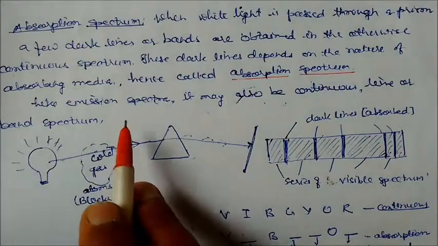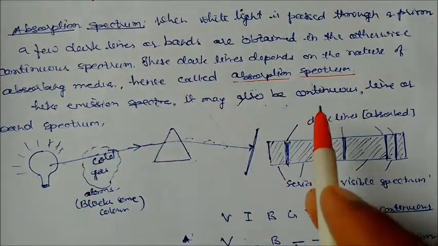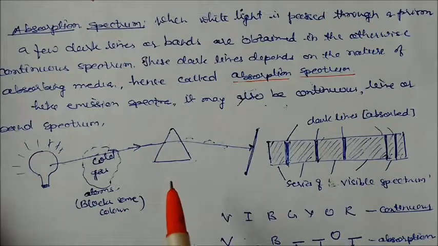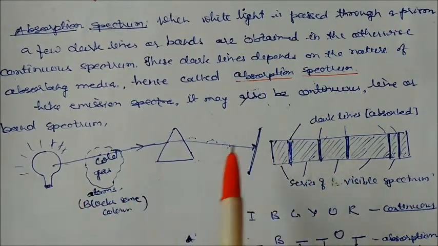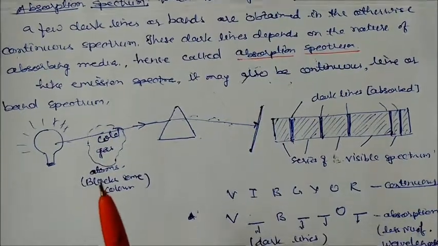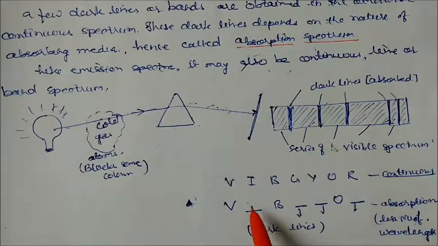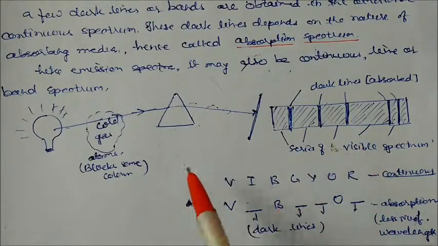Like emission spectra, it may also be continuous, line, or band spectrum. We are not going into all these details. Here I have given one example to understand. This is the continuous spectrum in which we have seen V, I, B, G, Y, O, R, and again in the continuous spectrum we can see one dark line, one dark line, one dark line. These dark lines mean no light, no spectrum is there. We can see violet, blue, and orange, so this has been absorbed by the medium. So this is what we call absorption spectrum.